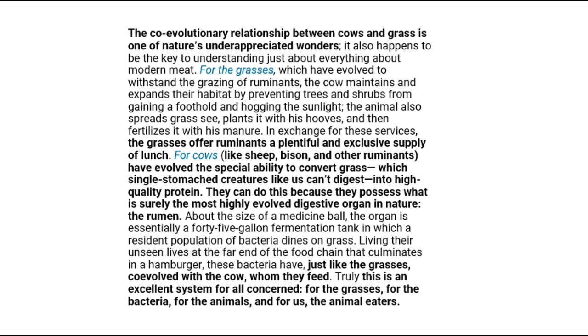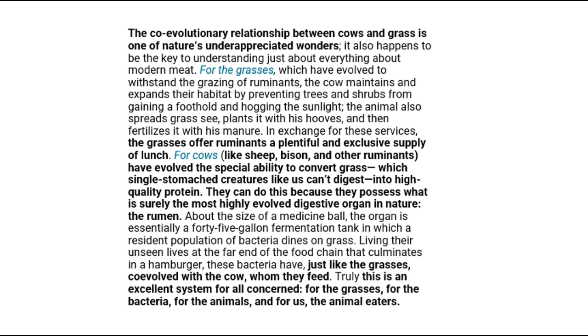So here they have mentioned the first idea. In the first idea, that is about the grasses, the important sentence will be the last sentence as it gives an overview about the grasses. In exchange for these services, the grasses offer ruminants plentiful and exclusive supply of lunch. And in the second idea, that is for the sheep, bison, etc., the important sentence is at the beginning as it gives an overview of what they are telling.